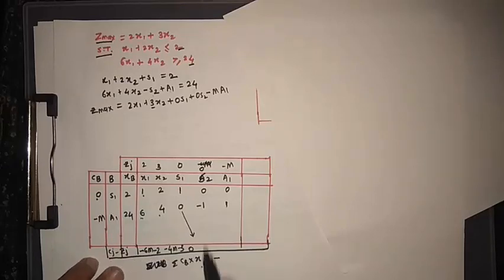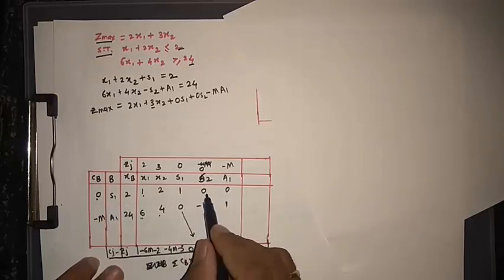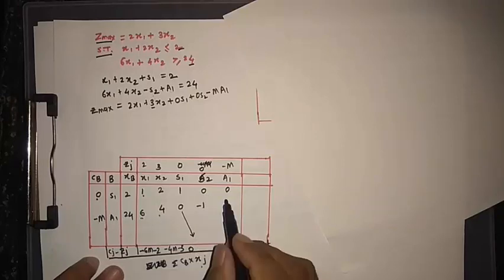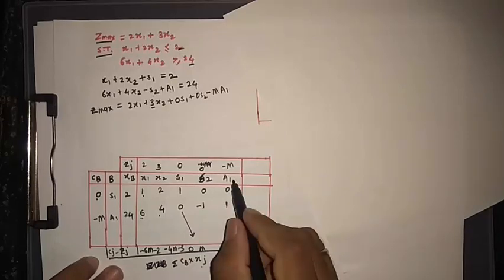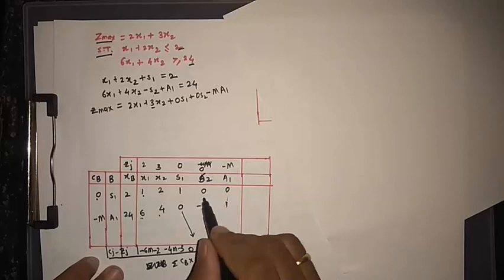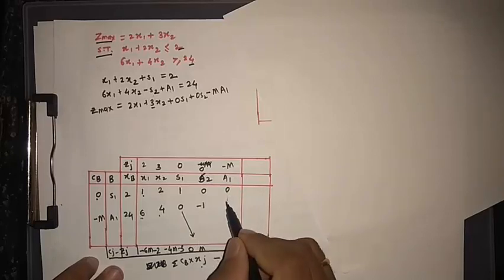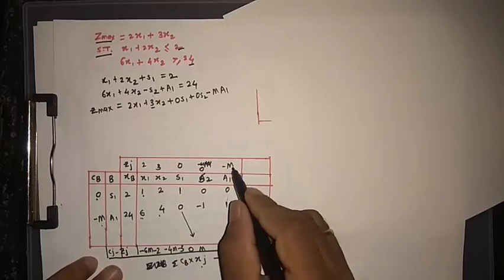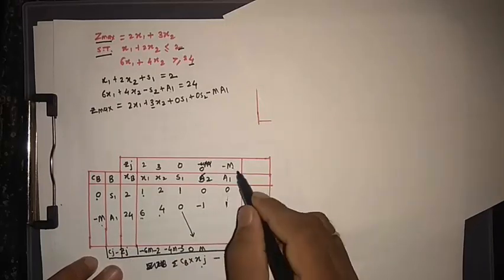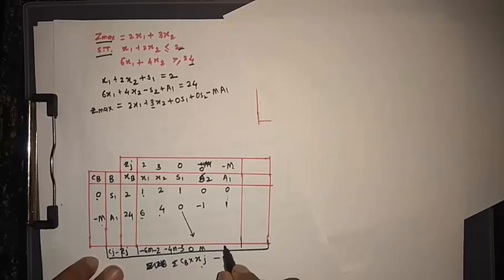For the fourth column, or for the S2 variable, 0 into 0 becomes 0, and when we multiply minus 1 into M, it becomes minus M. So 0 minus minus M becomes M. After that for the last A1 column, 0 into 0 becomes 0, plus 1 into minus M is minus M. So minus M minus Zj is minus M minus minus M, so minus minus become plus, and the final value becomes 0. So this is how we write down the Cj minus Zj value.